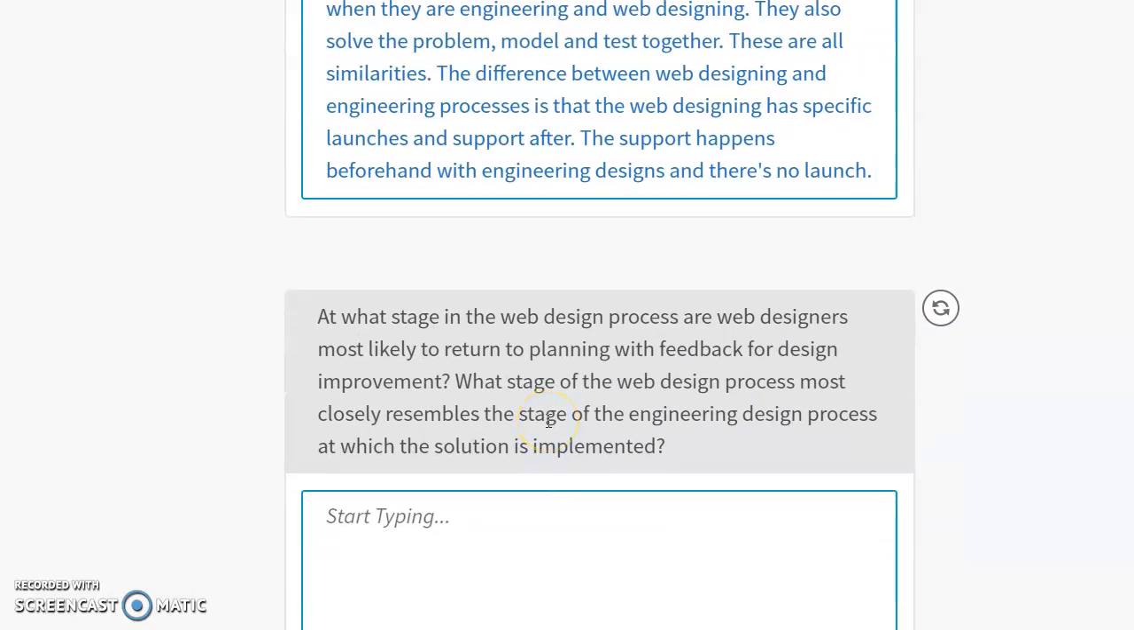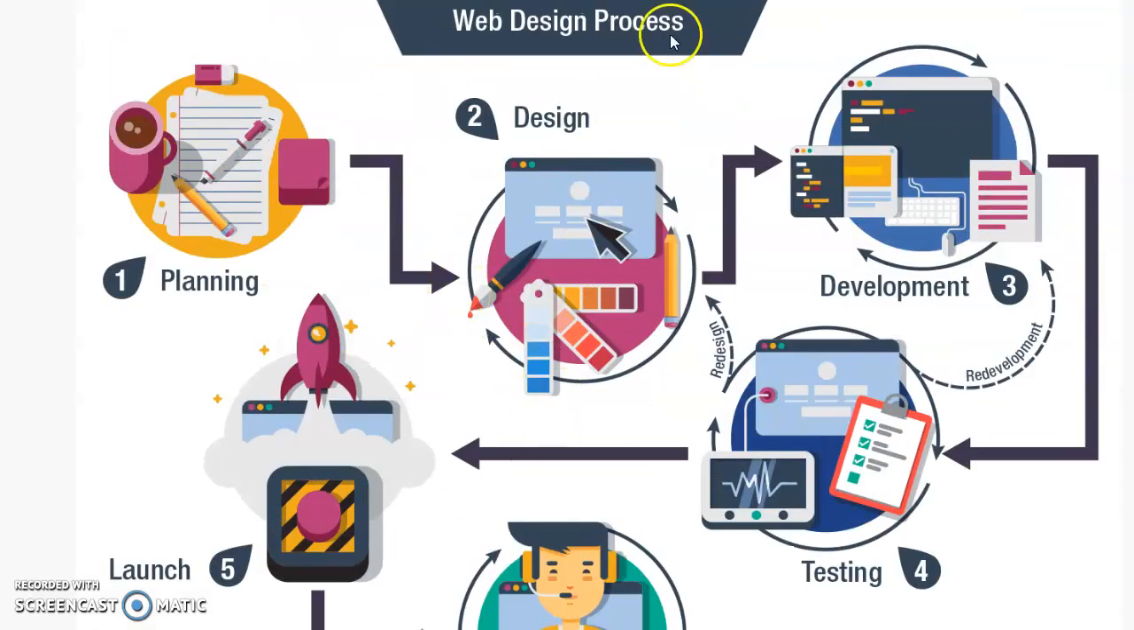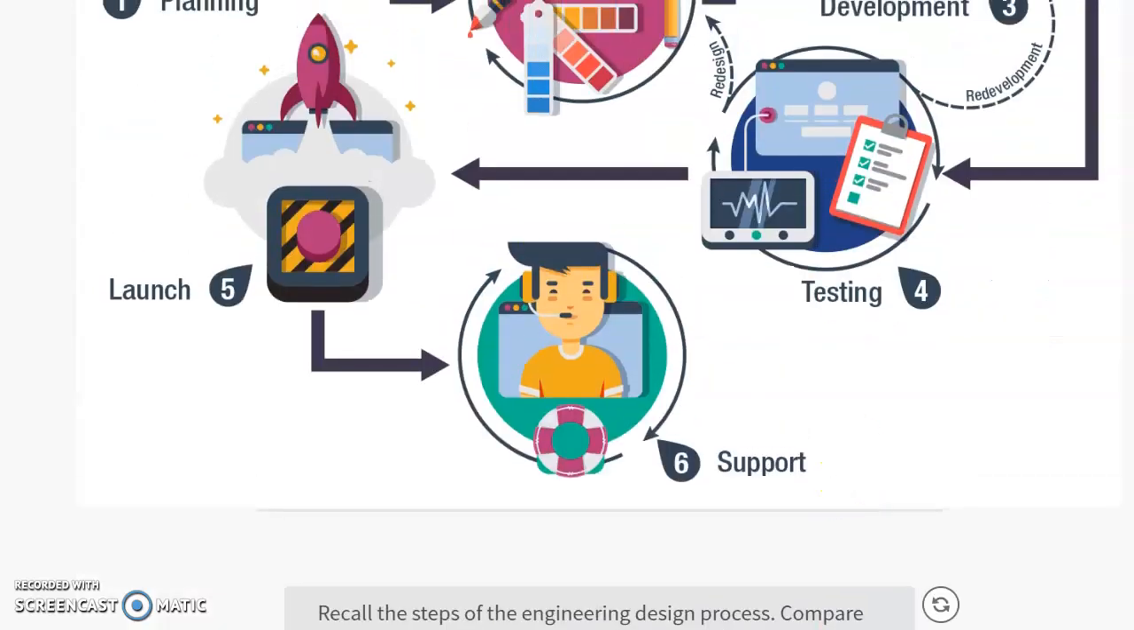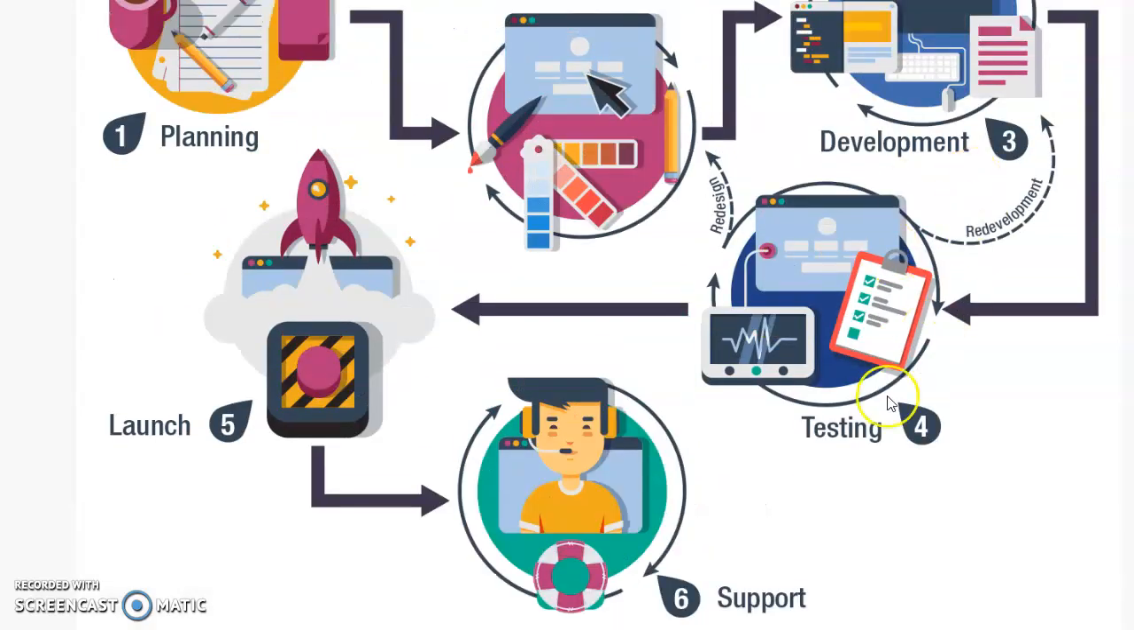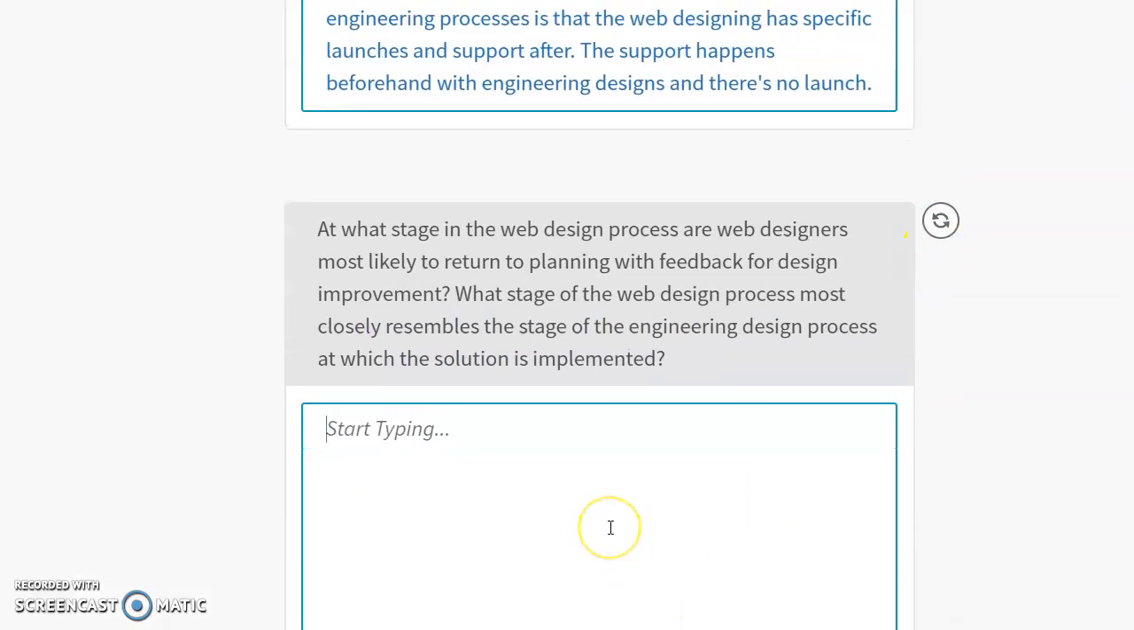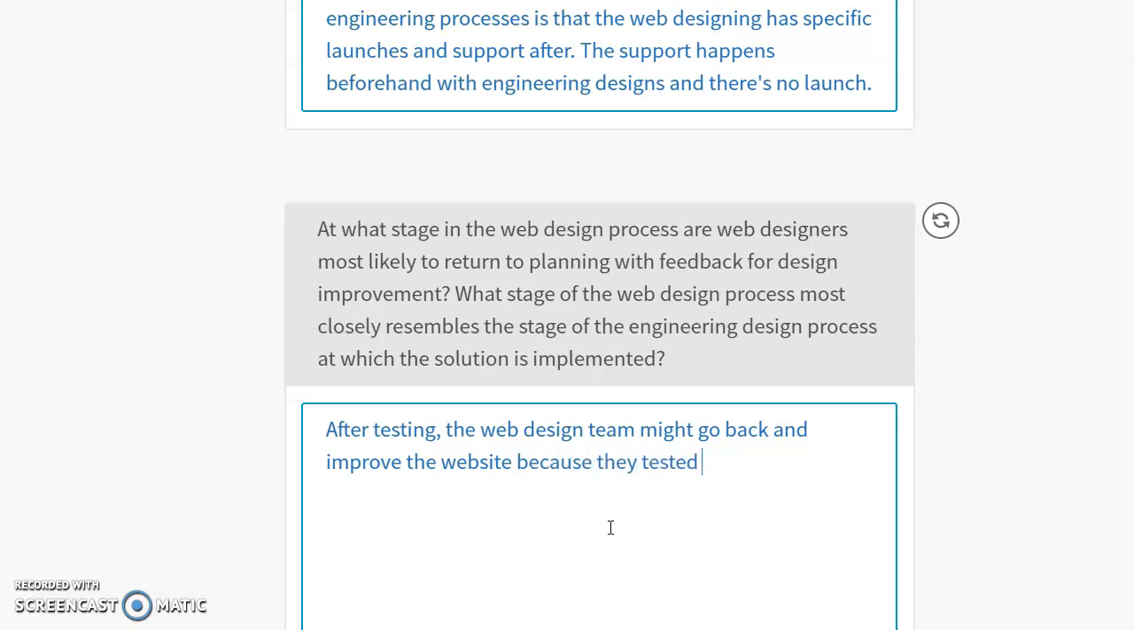At what stage in the web design process are they going to likely return to planning with feedback for design improvement? So they create a design, they develop it, they test it, and then look, there's this thing called redesign right here. So I'm going to say after they test it, because there's 2 arrows going back, right? And those are the only arrows going back. So it must happen after testing. After testing, the web design team might go back and improve the website because they tested and found the errors in the website.